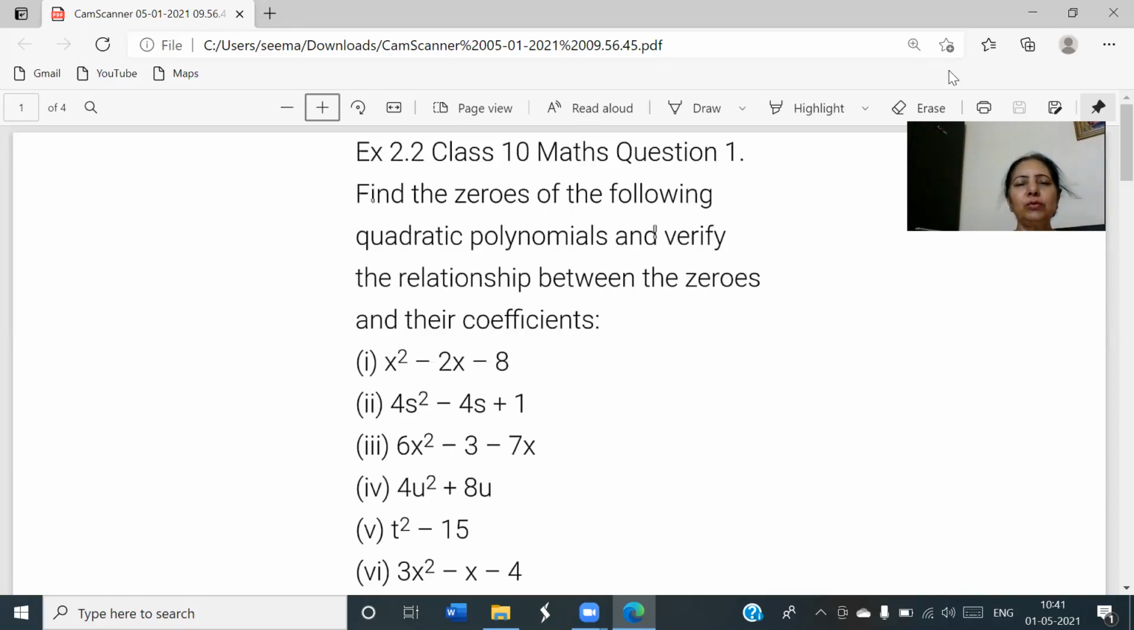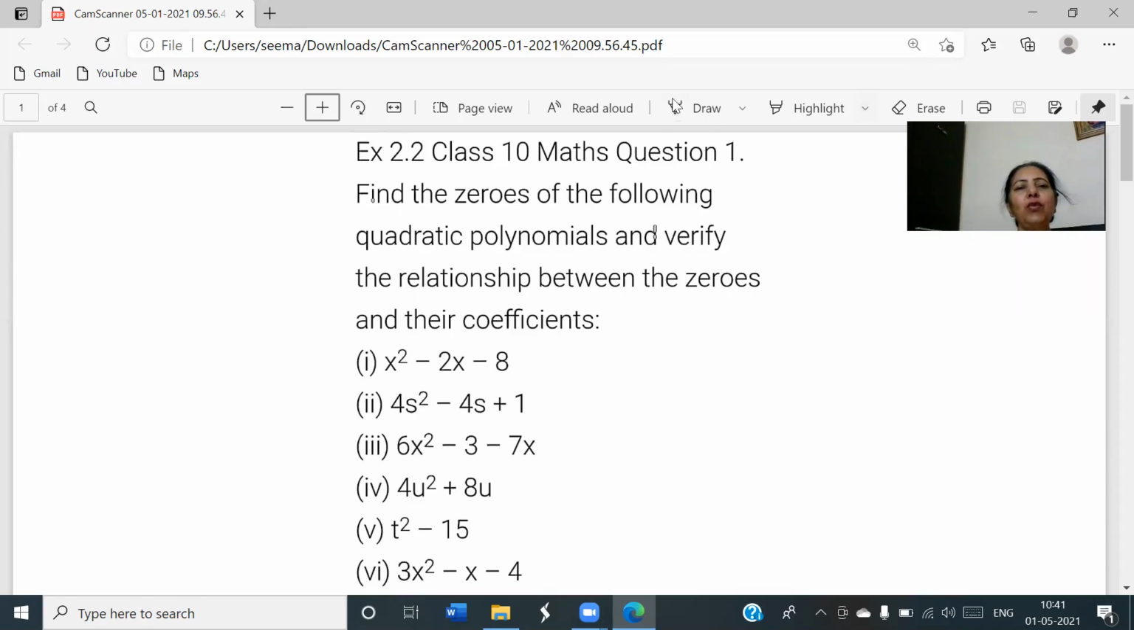Let us continue the same topic. Today we will discuss the relationship between zeros and their coefficients. On the basis of this, let us discuss few questions from NCERT, exercise 2.2.